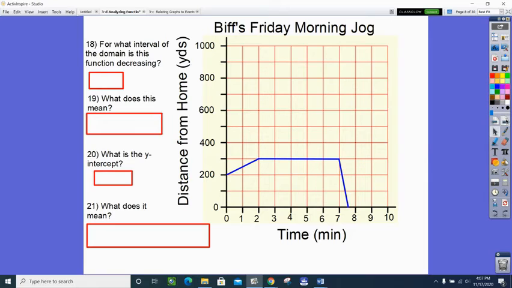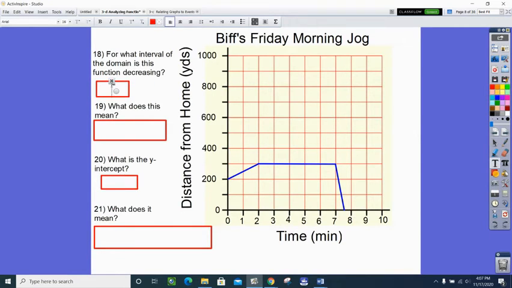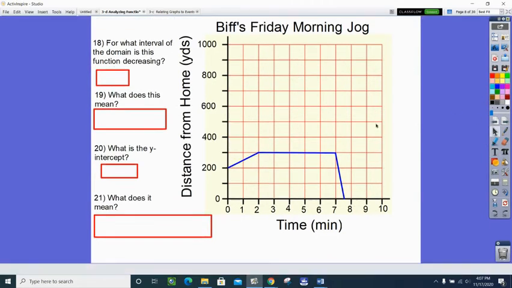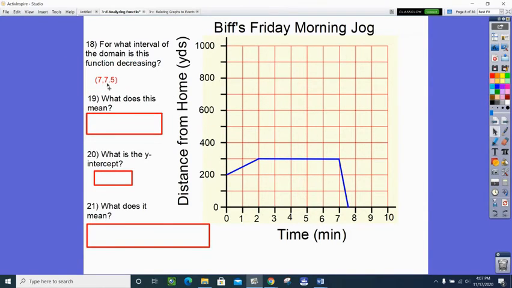For what interval of the domain is the function decreasing on Friday? This is kind of an about, right? Whoops, sorry. This is an approximate. Man, I've got to get back on my thing. Sorry, it's a Friday brain. 7 to about 7.5, and that's kind of a guesstimate. And again, because it's an interval, I tend to go with the parentheses because of those endpoints. What does this mean? Biff is moving back towards home, and it took him half a minute to do that.